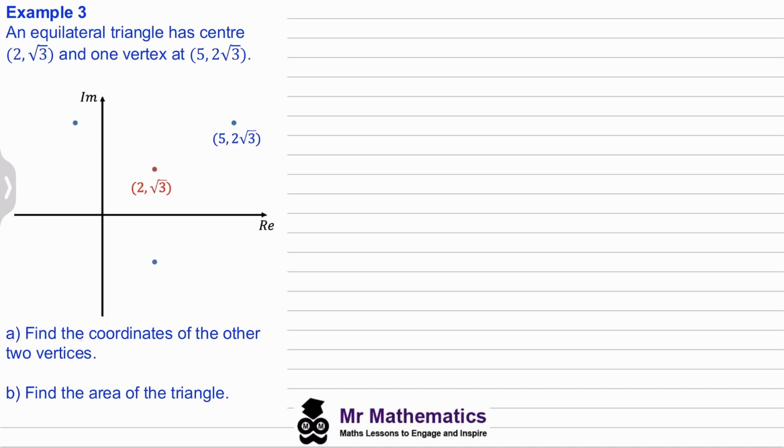In example 3, we're given the equilateral triangle whose centre is not at the origin, and we're given one vertex, this one here. Now we can't use omega because this only works when the centre is at the origin. But what we can do is translate each of these points by the vector (-2, -√3). And this will move this point 2 to the left and √3 down. So the centre of the triangle is now at the origin.